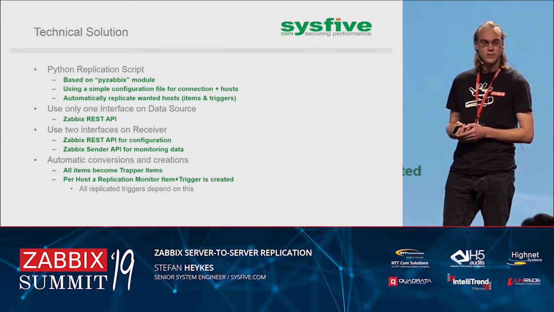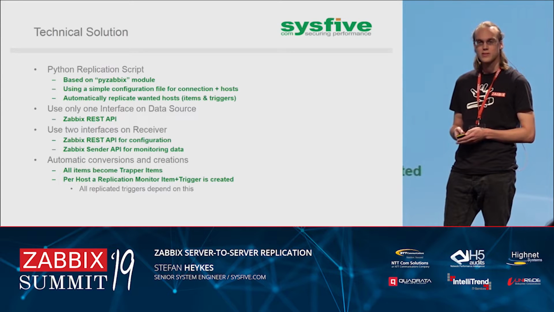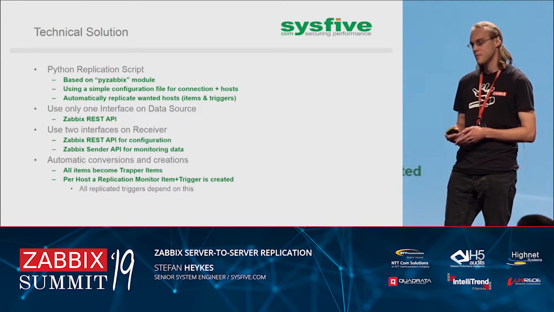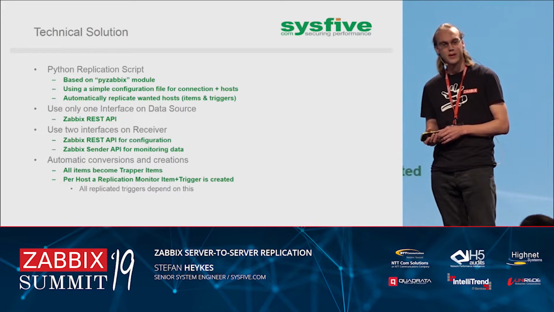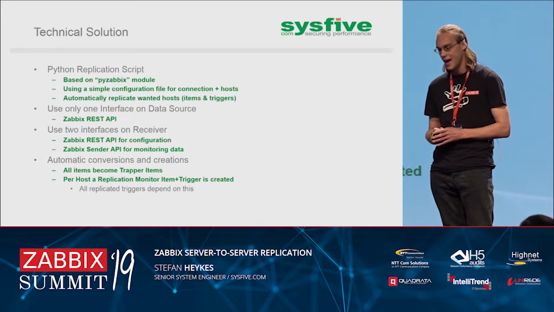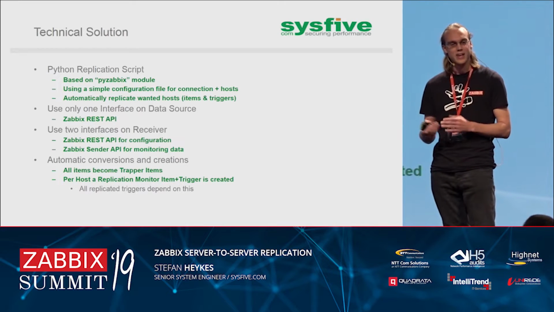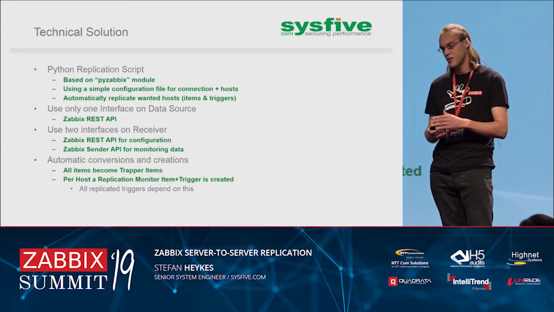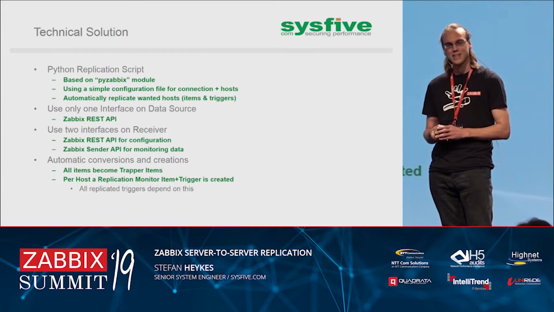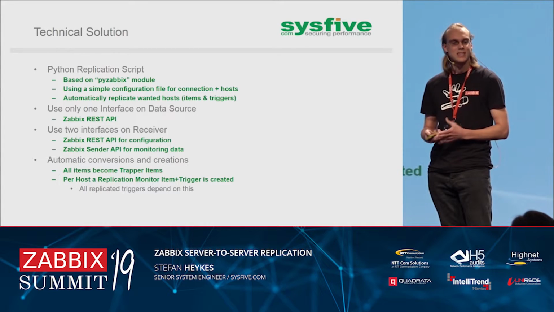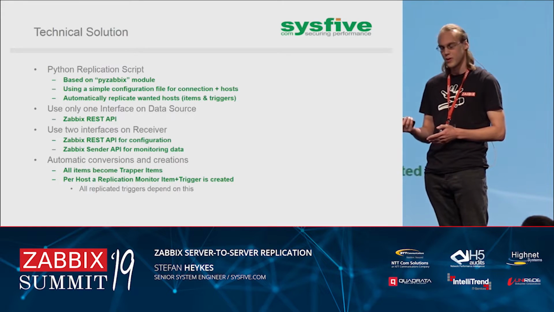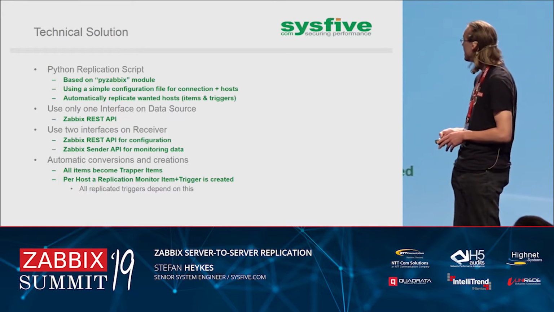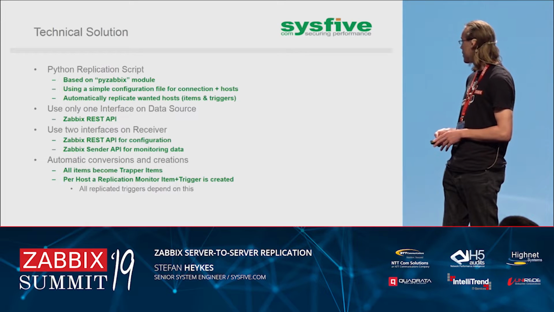And all the triggers that are replicated depend on this, so that we see, we get no data from this host, but this is caused by replication not working. And so this way, when it depends, we just see, okay, replication is not working. We don't get a bunch of no-data alerts or stuff like that, when actually everything is working fine there, but we just have a connection problem to the other Zabbix server. So that is what is automatically added.